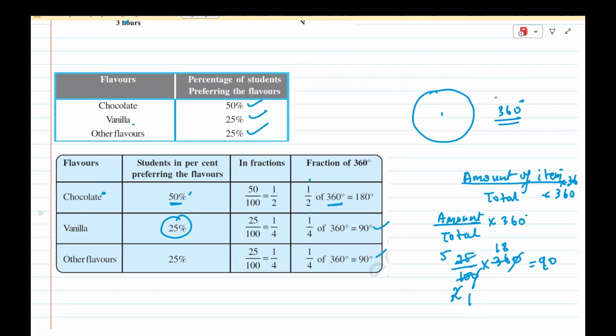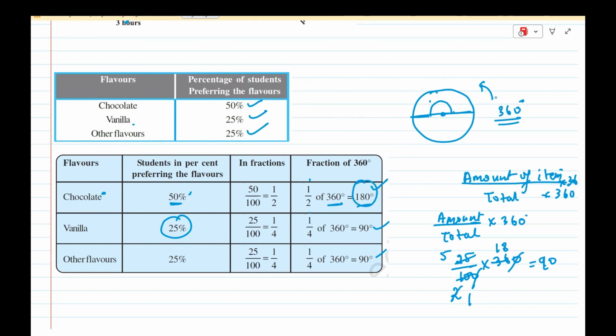Now how to draw the pie chart? You have to draw a circle of any radius. Suppose this is 2 centimeters, 5 centimeters, whatever you prefer, you can take it. Now the first angle is 180 degrees. So you have to keep your protractor. From here, clockwise or anti-clockwise, you can draw both sides, but mostly it is anti-clockwise. So from here to here, you measure 180 degrees. Why? Because this says 180 degrees.